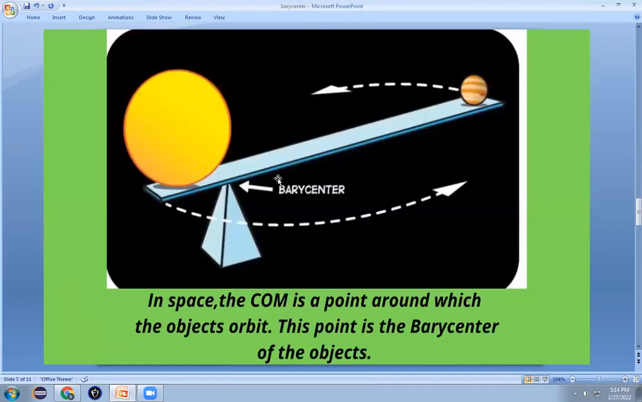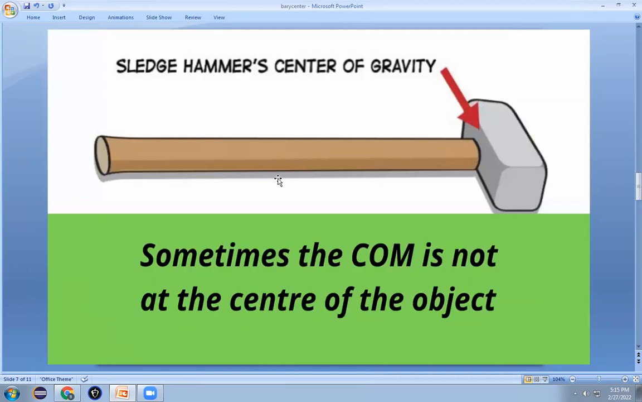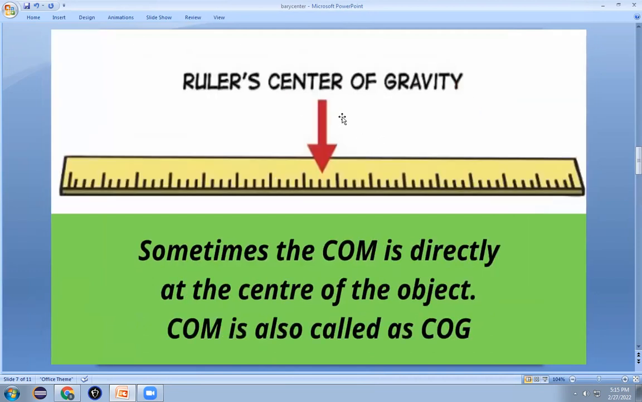Let's move on to the next. You can also try to do it like some kind of activity. You can take a ruler and try to balance the whole ruler on just one finger. The place where you are able to balance is called the ruler's center of gravity or the ruler's center of mass. It lies exactly in the middle. That's how you can try.